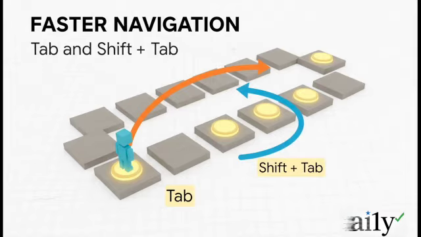But what if you don't need to hear all the static text? What if you just want to get to the next link or button? To jump between those interactive items, just use the Tab key to move forward and Shift Tab to go backward. It's a much quicker way to get things done.